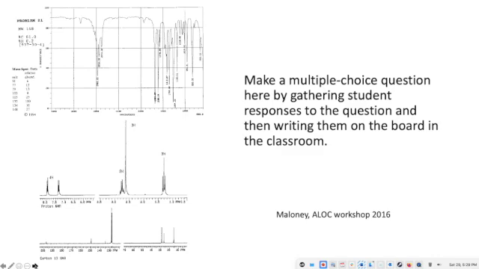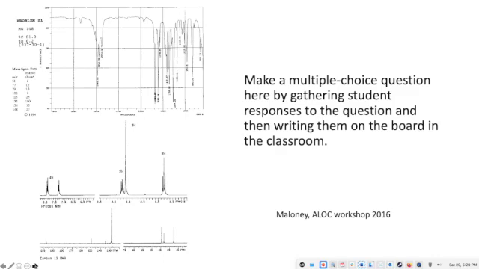This question type was taught to me by Vince Maloney, who's a faculty member at Purdue University, Fort Wayne, and he's a member of the Organickers Leadership Board. He led the clicker sessions at the ALOC workshops for years, and this is one of my favorite approaches.